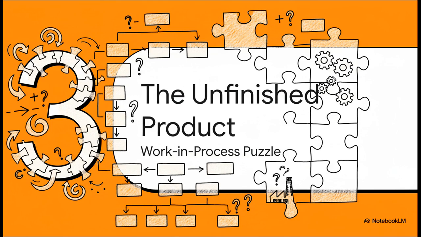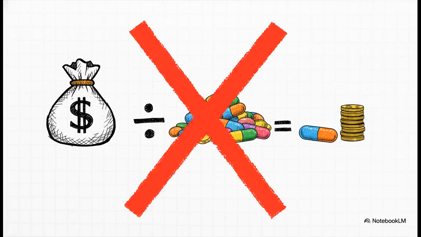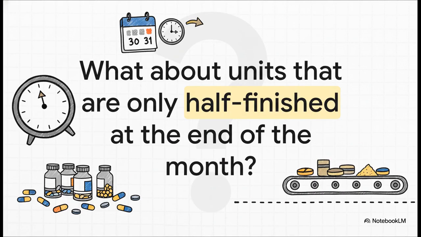It seems straightforward. But here's where things get a little tricky. This is the puzzle that makes process costing a real brain teaser for accountants. You'd think you could just take the total cost you spent for the month and divide that by the number of vitamins you made. Seems simple enough, but unfortunately that's not quite right.